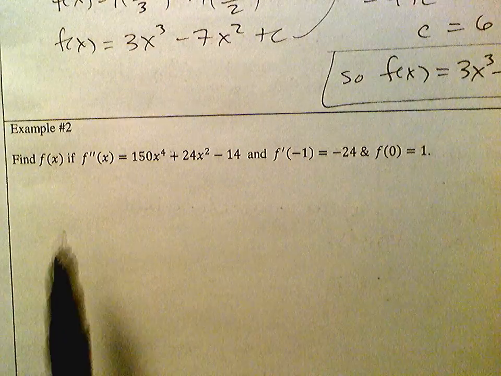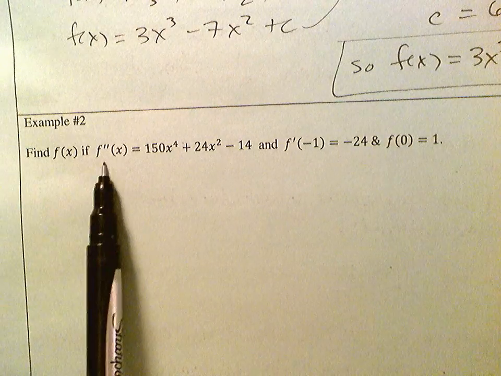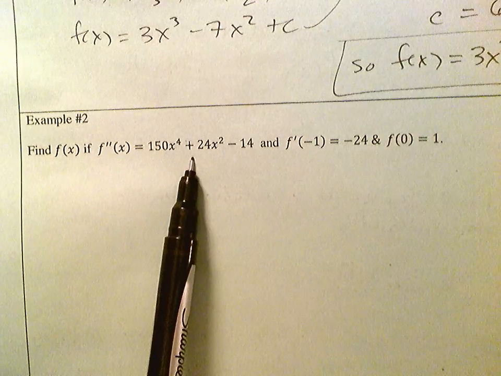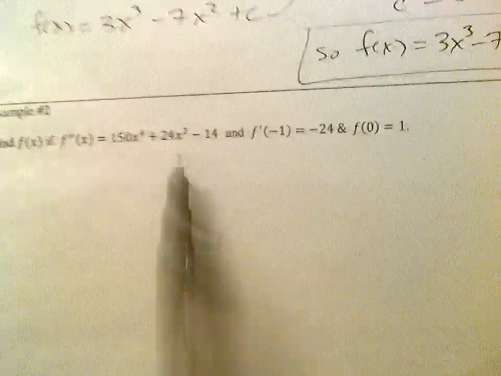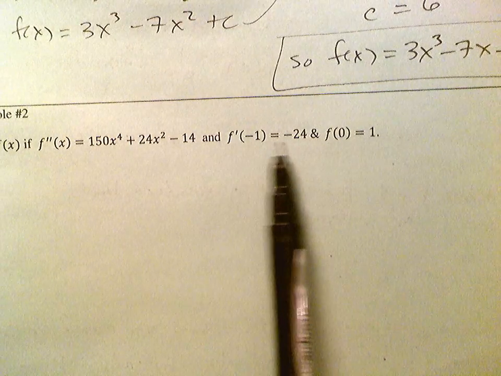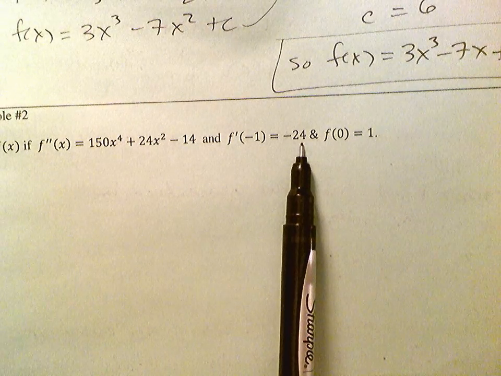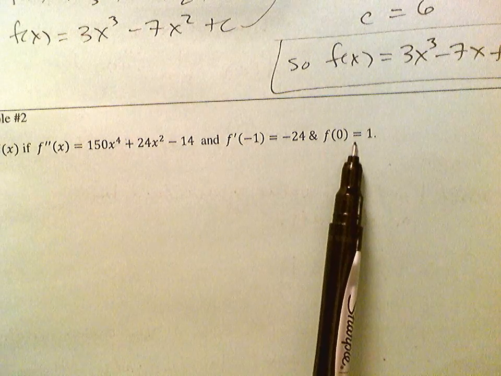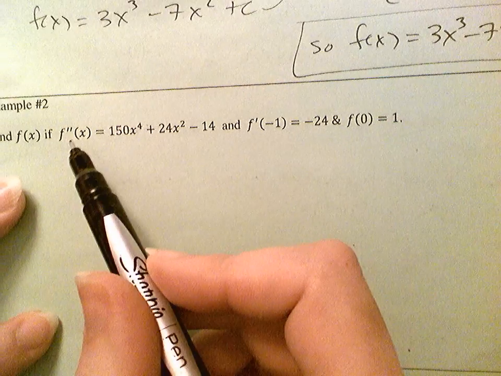Okay, so now, example number 2, we're going to do the same thing, but we're given the second derivative, so we're going to have to go backwards twice. So find f of x if f double prime of x equals 150x to the fourth plus 24x squared minus 14. And they're going to give us two conditions. So this condition, knowing that f prime of negative 1 is negative 24, will allow us to find the c on f prime, and then f of 0 equals 1 will allow us to find the c on our final answer, f.